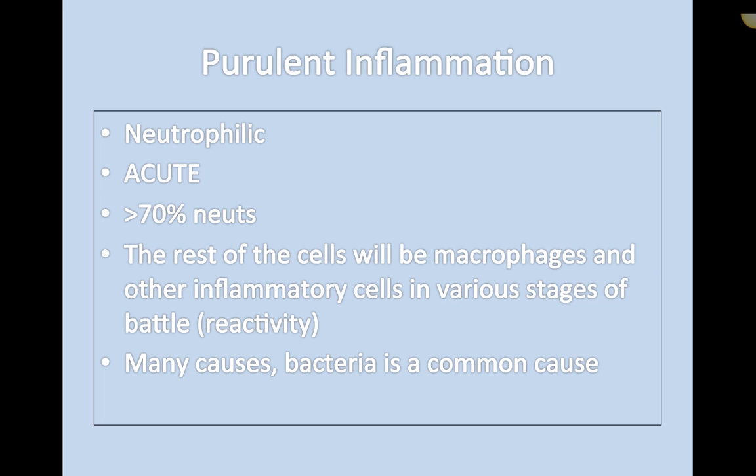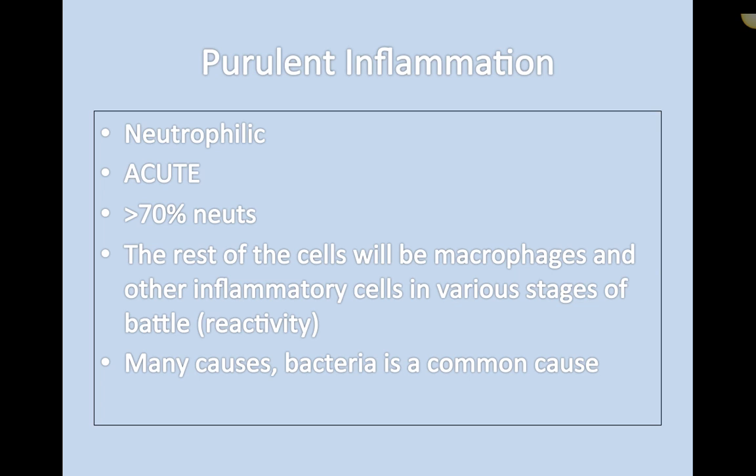But you also have to assess how well these neutrophils are battling the infection, or how well they're battling in general, and we'll talk about that. So an acute purulent inflammation has 70% or more neutrophils as the population of inflammatory cells. The rest of the cells will be inflammatory, so macrophages, maybe some lymphocytes, pretty rare, maybe some eosinophils, so various populations, mostly just macrophages, etc.